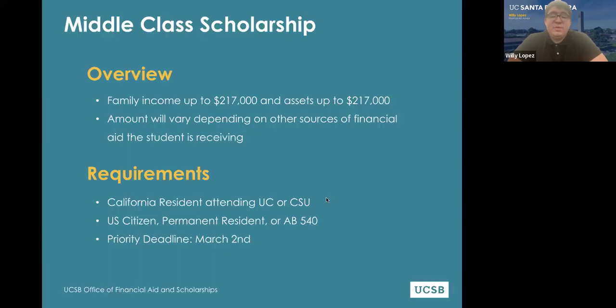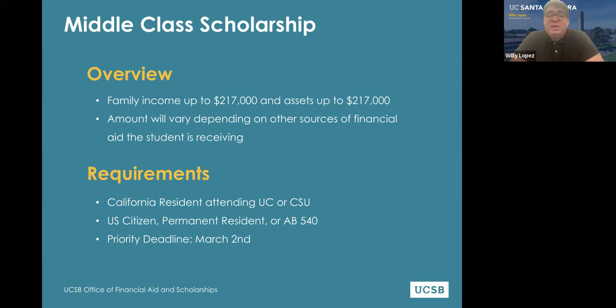So middle class scholarship is a very tricky financial aid eligible plan for students. It's constantly changing and the budget is always changing throughout the years. But the main things that are consistent with middle class scholarship is that family income can be up to $217,000 and assets up to the same amount. Amount will vary depending on the source of financial aid the student is receiving.